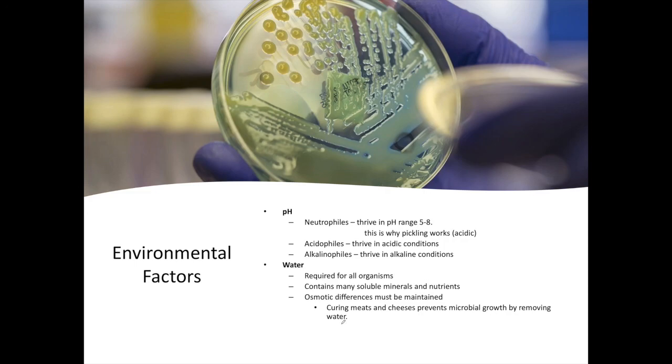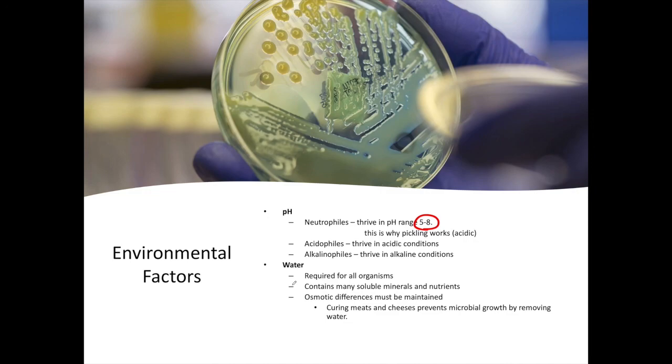Other environmental factors of growth include pH and water. Of course, pH, most bacteria like things just slightly on the acidic side, just barely. Neutrophiles thrive in a pH range of 5 to 8, so they oftentimes will do well in a slightly acidic environment. Acidophiles like things below 5. Alkalinophiles can thrive in conditions above a pH of 8.